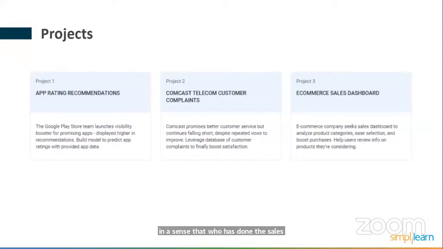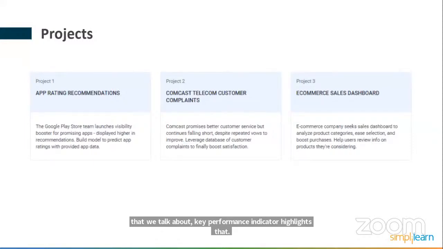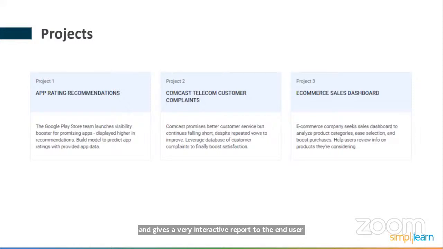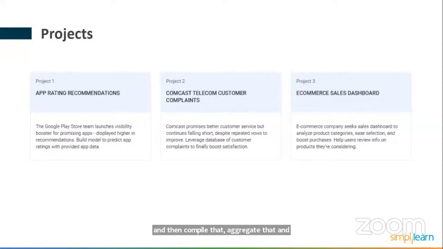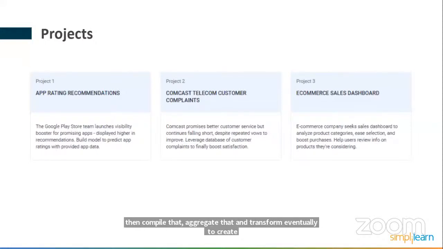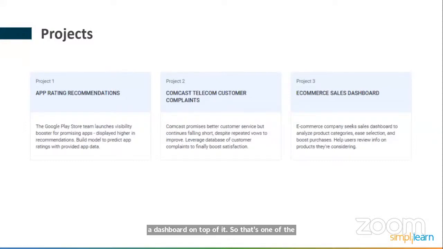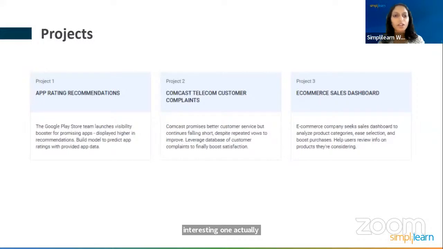All that data is there, and then you have to analyze that and create a comprehensive dashboard which can highlight the different indicators, the so-called KPIs, key performance indicators, and gives a very interactive report to the end user. So that's one of the projects, and this is quite an interesting project. It gives you the idea of how you start from very raw data, which is transactional in nature, and then compile, aggregate, and transform it to eventually create a dashboard on top of it. So that's one of the projects that you will be working on, and that's quite an interesting one. Great, great. Thanks for highlighting that.